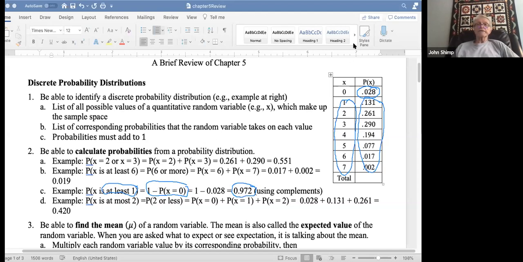Then if we look at the probability of at most 2, that's 2 or less. So that means the probability of 0 or 1 or 2, which means we're going to add up those, or we're looking at only those values of X. We're going to add up the probabilities for those. And that gives us 0.028 plus 0.131 plus 0.261, which ends up being 0.420.